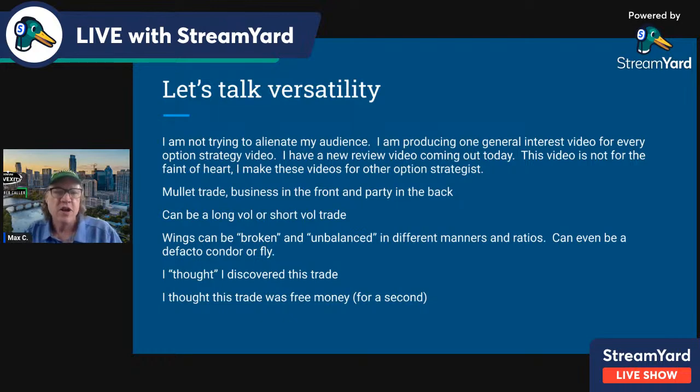But yeah, I love this trade. I thought I discovered it. That's another story. I thought it was free money, I mean, for a second. I know there's no such thing as free money, but sometimes I'll see something and I'll go, this has got to be it. I finally found it, right?